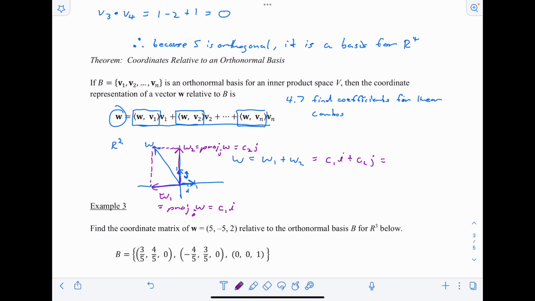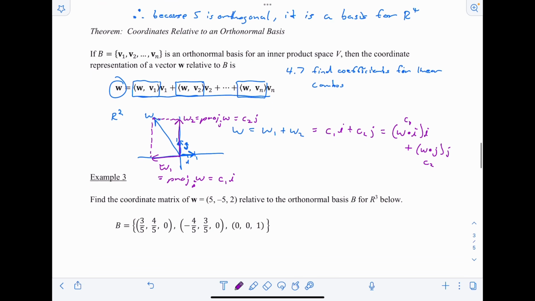Okay, so we can think of this as just, in our terms, being the dot product of W and I times I plus the dot product of W and J times J. Where again, the dot product of W and I would just be C1. The dot product of W and J would be C2. Okay, so that's kind of, in theory, what we're doing here to find the coordinate representation of that linear combination.